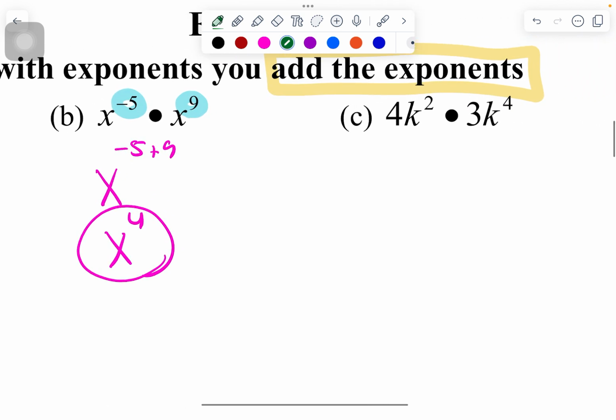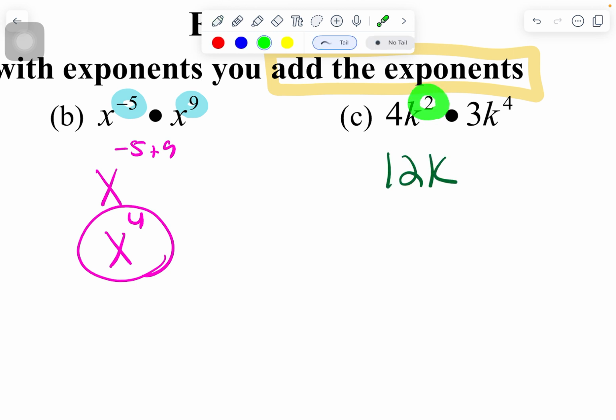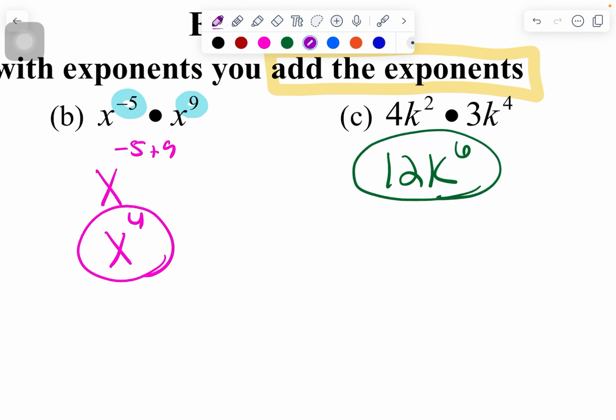Now, part C, don't get weirded out by the coefficients. All right. The coefficients are these numbers sitting right here and here. And the reason I say don't get weirded out is because you're just going to multiply them like you would normally. So 4 times 3 is 12. And then for k, I'm going to take the, no, not x squared, k squared here. So the squared and the fourth here, and I'm going to add those and tell you it's k to the sixth. All right, so that little bit's done.